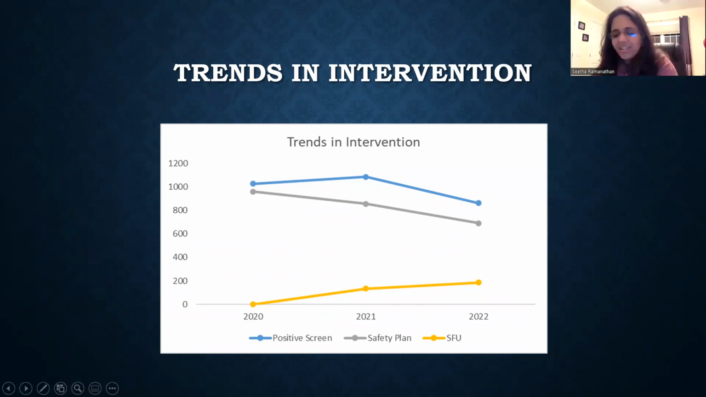Okay, great. Thank you. So this is just a graphical representation. Pictures speak more than numbers, but it may not seem like this, but the thing that I'm most proud of is that we increased our structured follow-up phone calls.